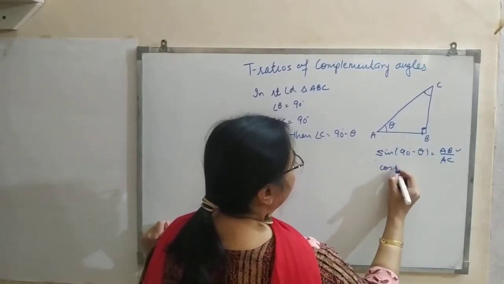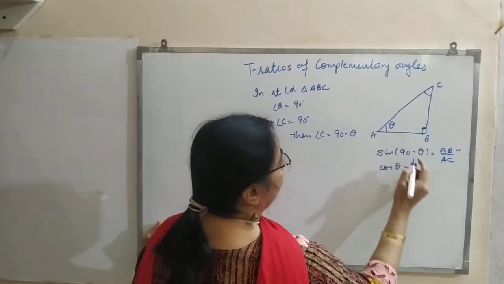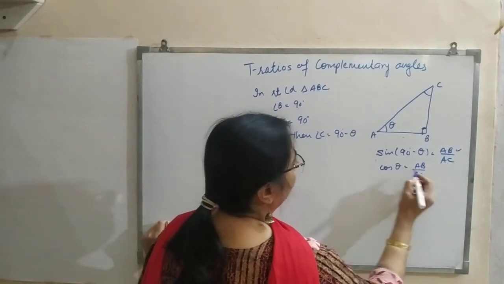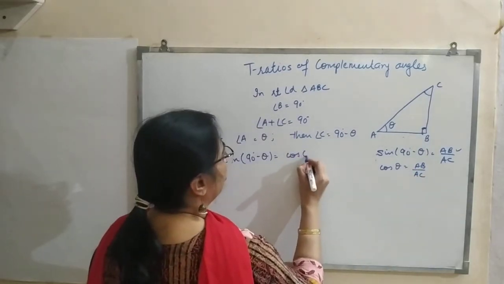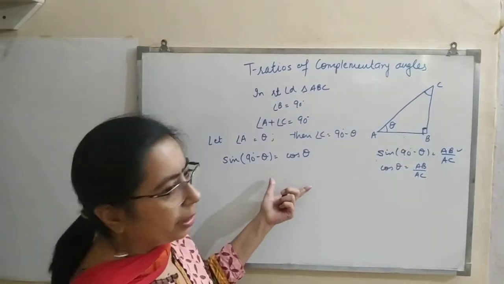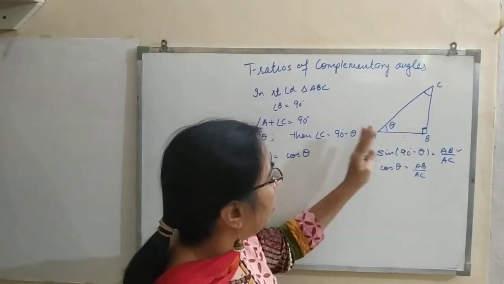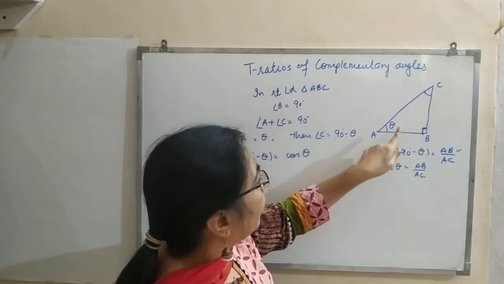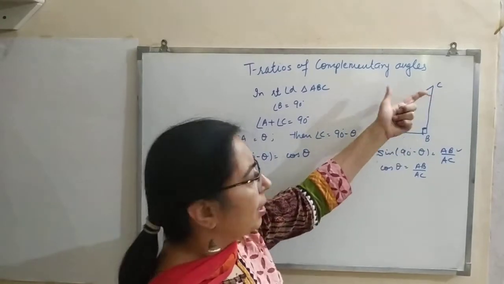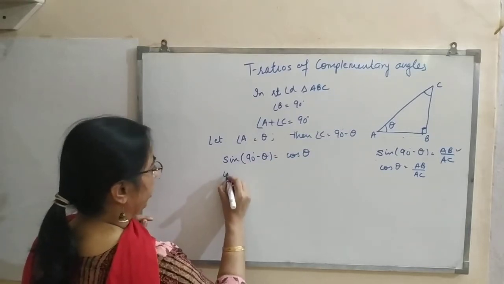And if I take simply theta, I take cos theta with this angle, base angle, then it will be base upon hypotenuse, AB upon AC. So it means both these are equal. So sine of 90 minus theta is equal to cos theta, right? This is, you can say, simply proof for how we are getting it. With this angle, what is sin theta, and with this angle, what is cos of 90 minus theta. So we are writing this in this way. I am writing simply the results.